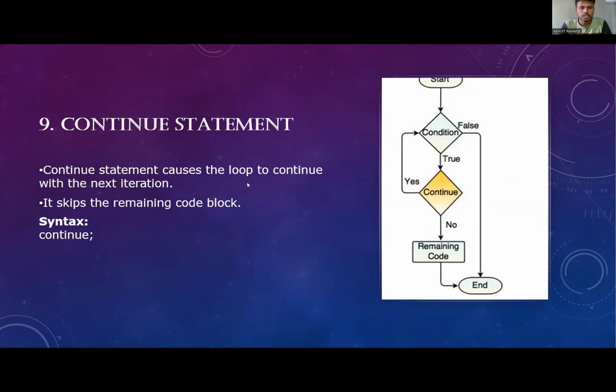The continue statement causes the for loop to continue with the next iteration, where it will skip only that step and execute the rest of the program. It skips the remaining code block. For example, if number equals 3, then it will skip that iteration and go to 4. If we print the numbers 1 to 10 and use number equal to 3, then it will skip number 3 and jump to the next number, 4. This is the continue statement.